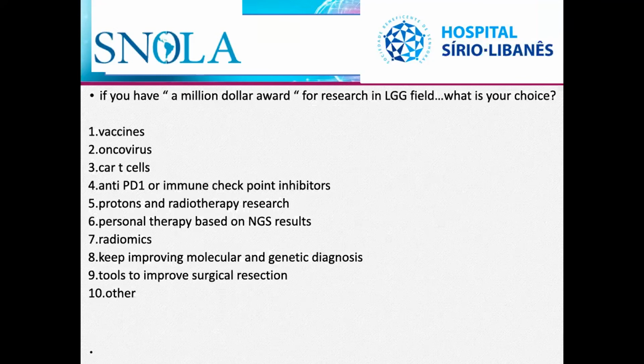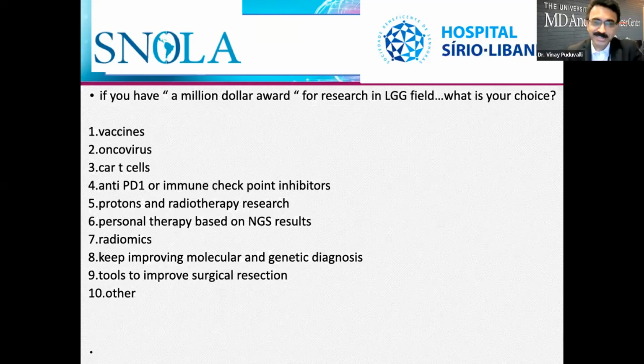I really don't have a good answer, but I'm sure Dr. Puduvalli has some good ideas about how to invest this in terms of therapy. $1 million these days is not much money for research, actually. But having said that, the key thing to me is low-grade gliomas, the large majority of them are IDH mutant. So I think there is a flag in practically every cell in the tumor that we should be looking at exploiting.